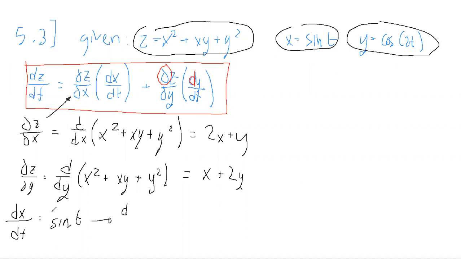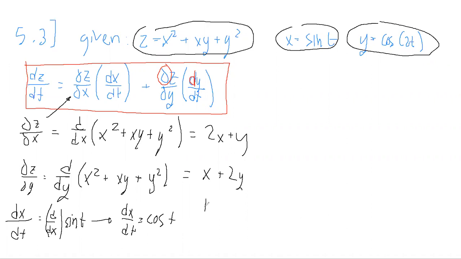So dx, that's supposed to be d. Let me do this one more time. dx/dt, right? Your derivative of your sine of t. Okay. Your dx/dt will then equal, what's the derivative of sine? It's just cosine of t.